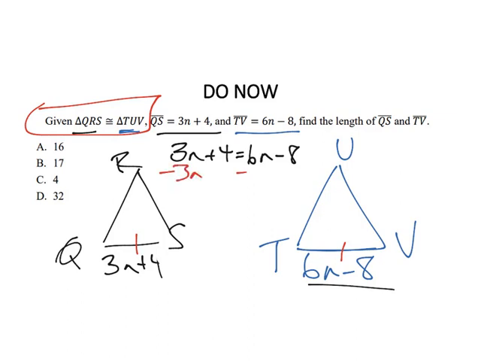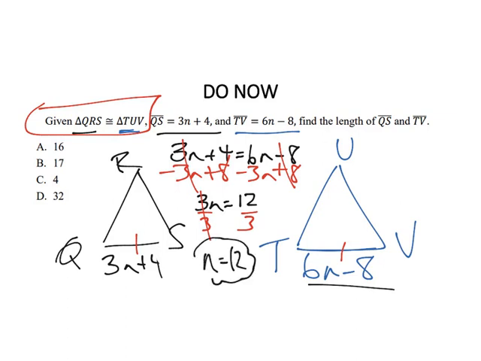So 3n minus 3n on both sides, and I'm going to add 8 to both sides. This goes away, and I'm going to put the n's on this side. So 6n minus 3n is 3n, equals 4 plus 8. Well, that's 12. We'll go ahead and do our last step here. We divide both sides of the equation by 3, and now we get n equals 12.